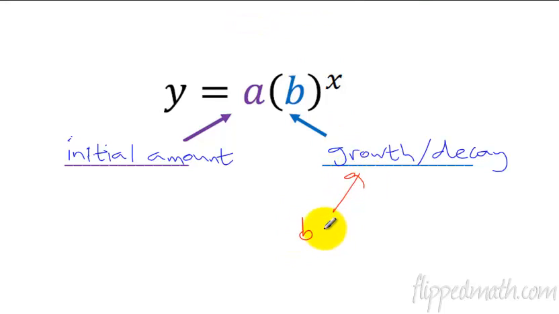It's growth when the base is greater than 1. And if it's decay, if the base is in between 0 and 1. That's how you know if it's growth or decay. Let's keep going here.